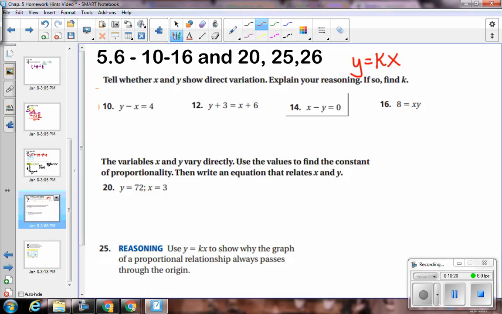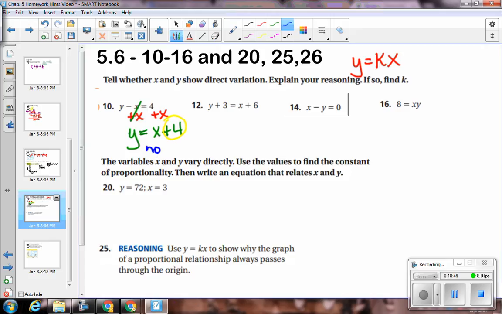So for number 10, by adding x to both sides, we'll now be able to get rid of x on the left and just have y by itself. So we would end up with 4 plus x, or x plus 4. That is not a direct variation because we have that plus 4 in the way. That's keeping it from being proportional. So that's a no.